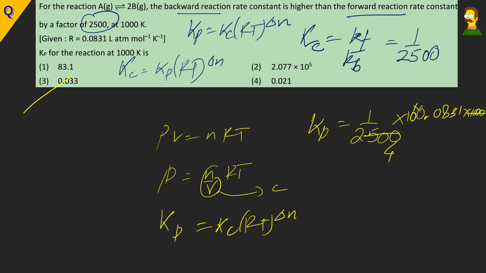So anyway, you all please do it properly. Let me erase this and do this properly. Again, 1 by 2500 times 0.0831. What you have to do is get, this is 25 into 3, 75, right? So it's 0.03 something. The only option that matches is 3. Don't worry about it. Move on.